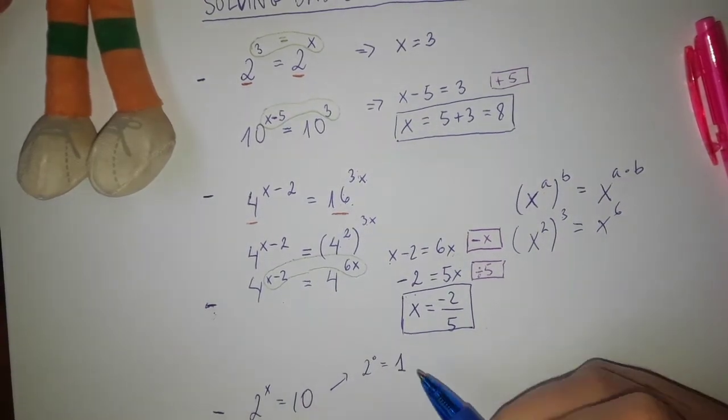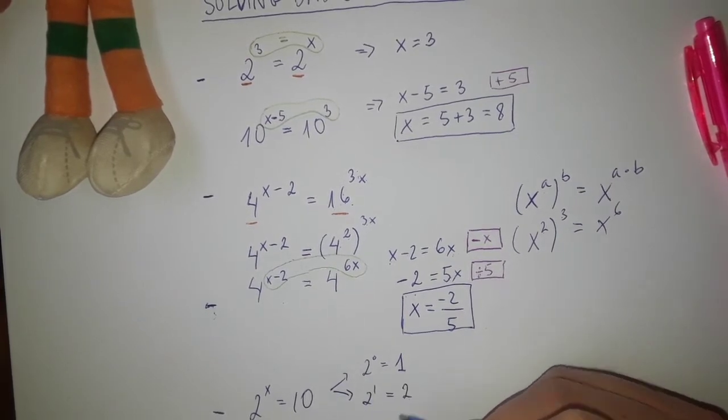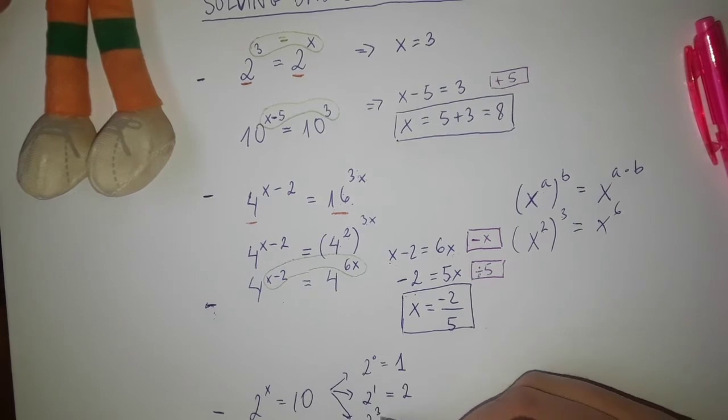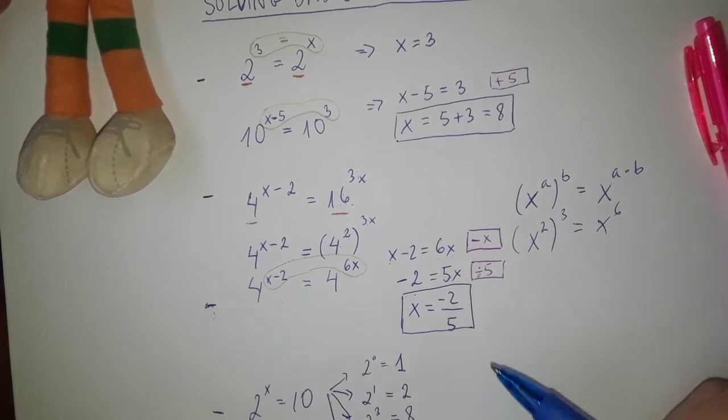Anything to the power of 0 is 1. Then 2 to the first power is 2. 2 to the third power is 8. And then 2 to the fourth power is 16. So as we can see, the 10 is in between the 8 and the 16. So it must be 2 to a little bit more than 3 to make it 10, right? How are we going to do this?